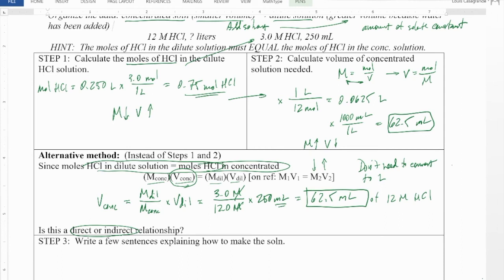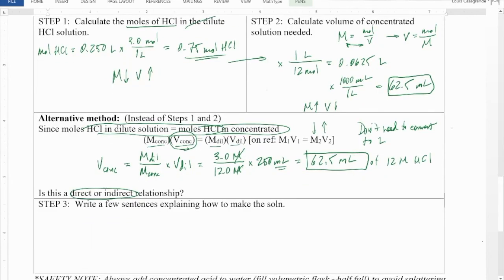The first thing is measuring out the amount of the concentrated solution you need. So measure 62.5 milliliters of that 12 molar HCl precisely. And in the lab, we're going to see a way to measure it precisely. And then you want to put it into that 250 milliliter volumetric flask. But there's a trick that we have to follow with acids.